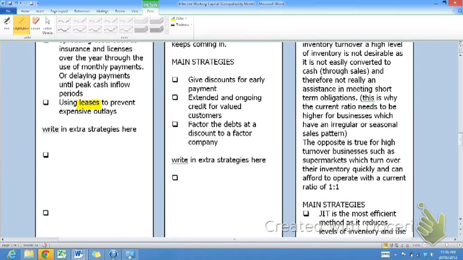We can give discounts for early payment. You can also provide extended and ongoing credit for those customers who you value, who have a good payment history. Okay, and this actually becomes a marketing tool as well. We can also factor the debts at a discount to a factor company.